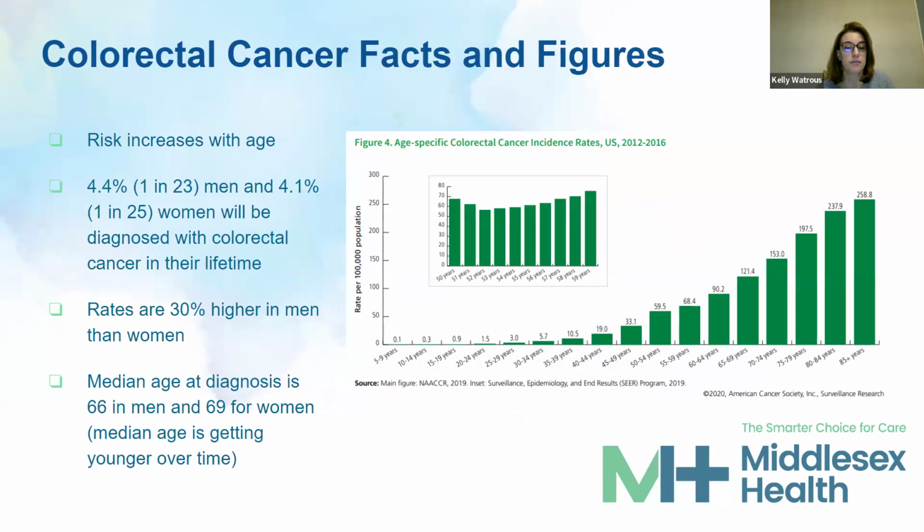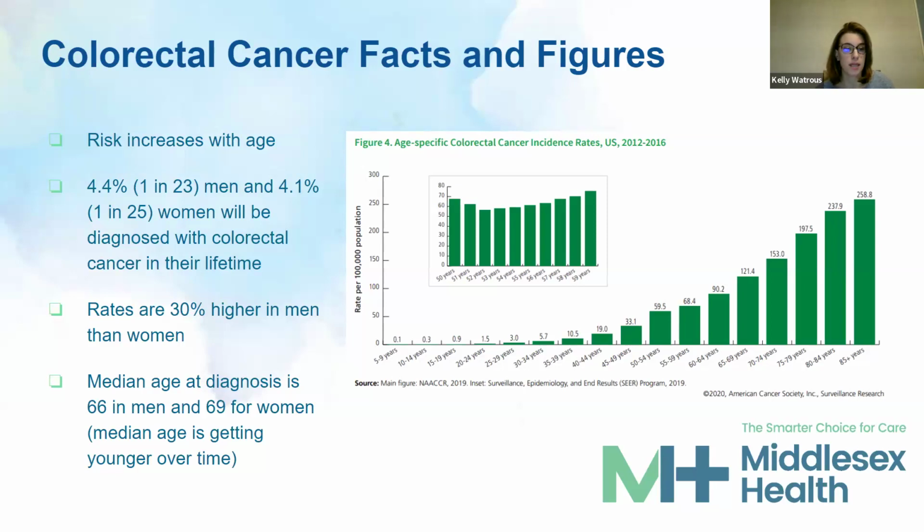While anyone can develop a colorectal cancer, risk really does increase with age. Colon cancers rarely develop in a child or a young adult. Typically, the main risk is in the later decades of life, as you can see depicted in the graphic on the right. There is some difference in men versus women. 4.4%, which is 1 in 23 men, and 4.1%, which is 1 in 25 women, will be diagnosed with colorectal cancer in their lifetime. Rates are 30% higher in men than in women. And the median age at diagnosis is in the 60s, so age 66 in men and 69 for women.